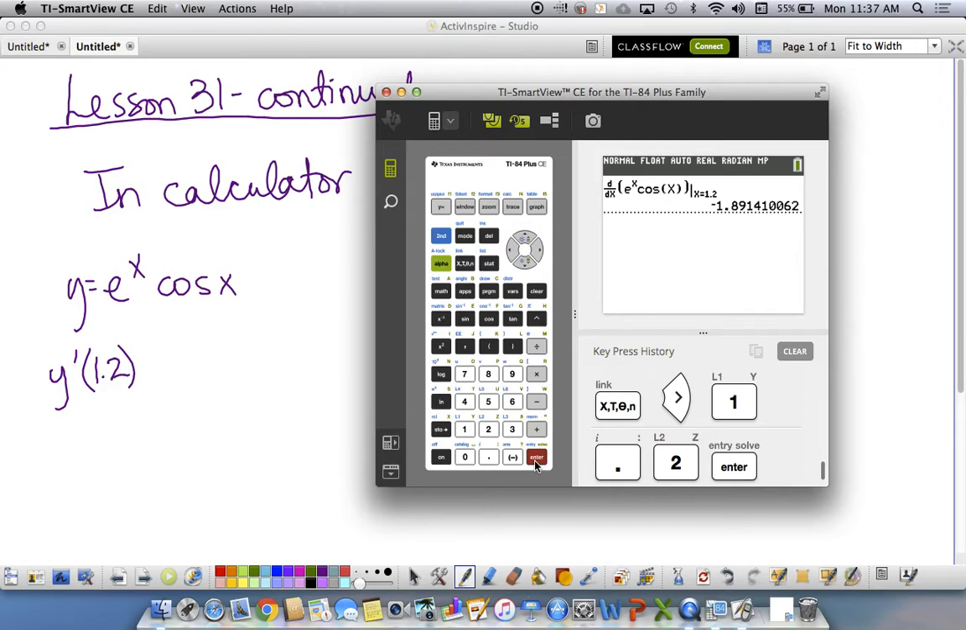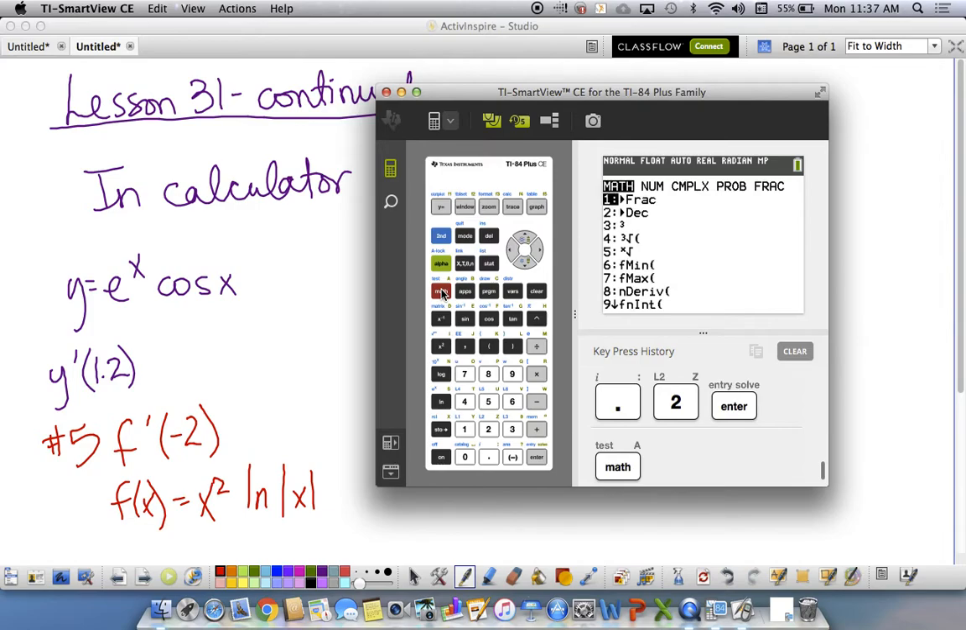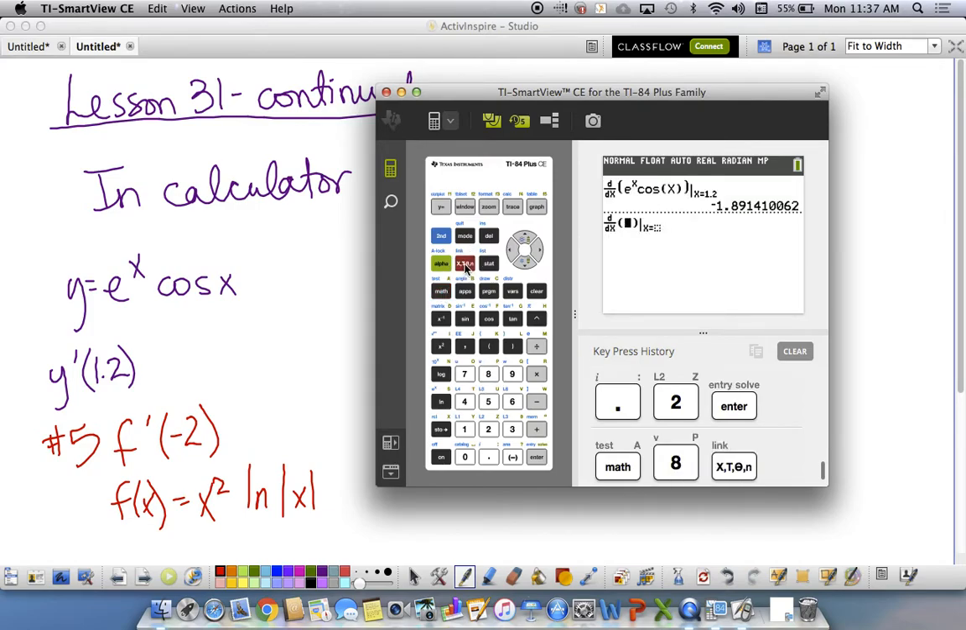You had to do one of these overnight, so let's look at your number 5. Evaluate f prime of x. Your number 5 was f prime of negative 2, where f of x equals x squared natural log absolute value of x. Can you read that? Sorry, I'm at the bottom of the page. Let's do the same thing. I'm going to the math page, hitting number 8 for the derivative, with respect to x as my variable.